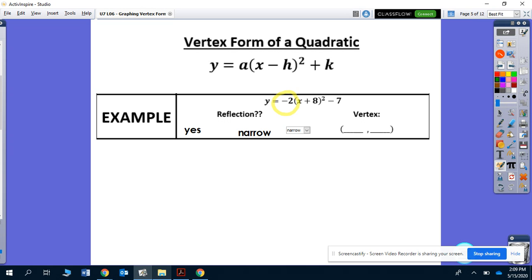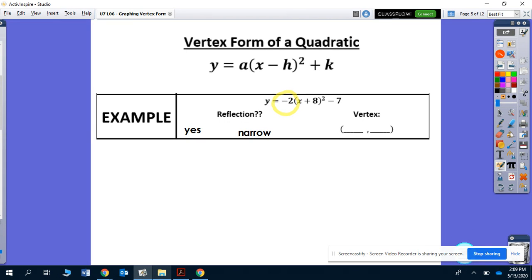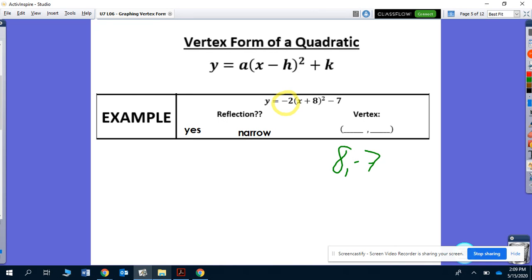Last but not least, let's identify where the vertex is. And this is where we've got to be really, really careful, because we're probably going to look at this vertex, and if you're not careful, you're going to say 8, -7. And that's the most common mistake, is that people go with 8, -7.